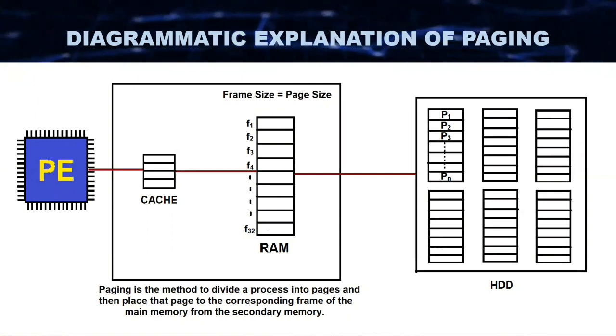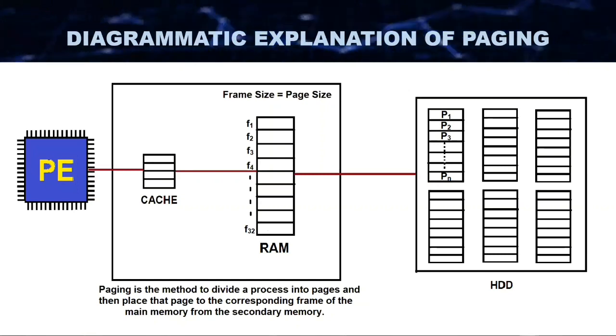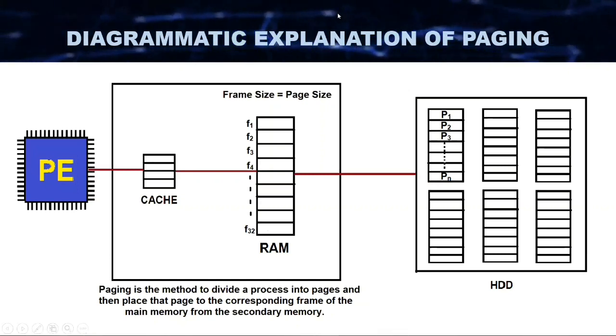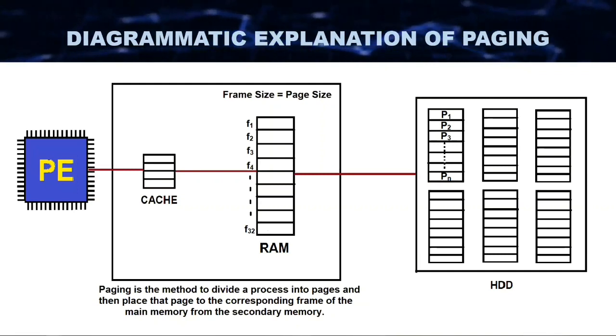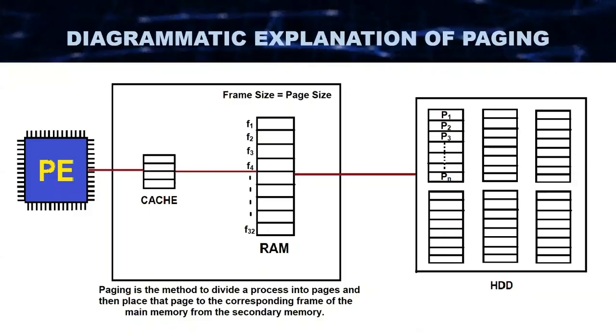We already know that this is the basic interconnection between memory elements and the processor. Suppose there are P1, P2, P3, that is, n number of processes inside a sector, inside the hard disk drive, that is, the HDD. And suppose there are F1, F2, F3, F4, like 32 frames inside the RAM.